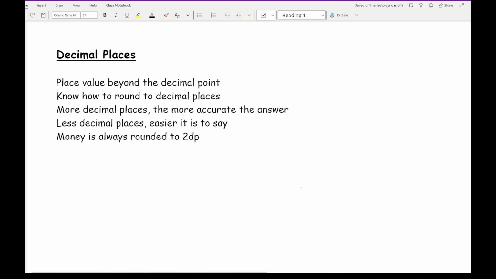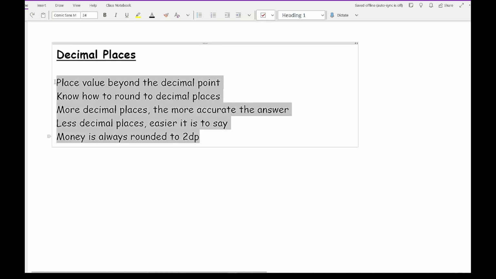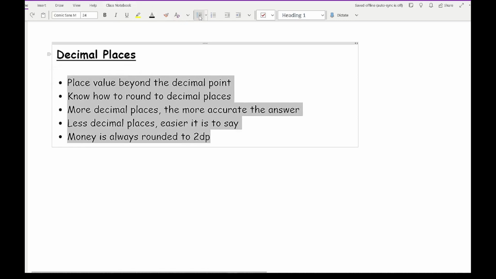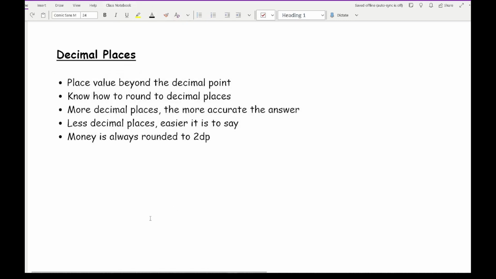Moving on to decimal places. Now, with decimal places, I'm not going to go through the notions. I will attach a video link if you're not sure how to round to decimal places, but it is really, really important that you do.